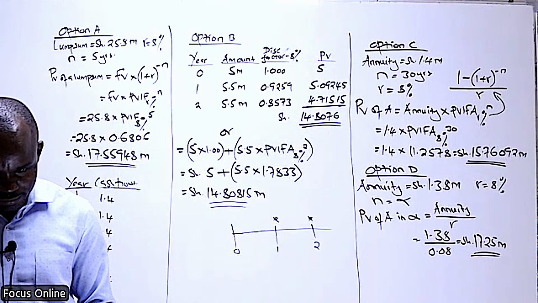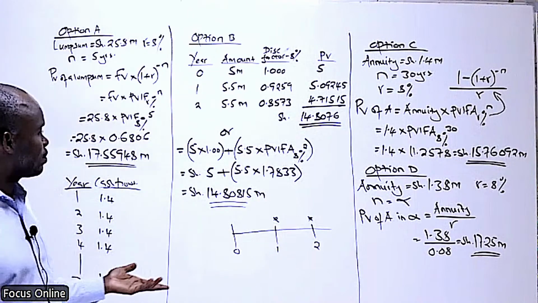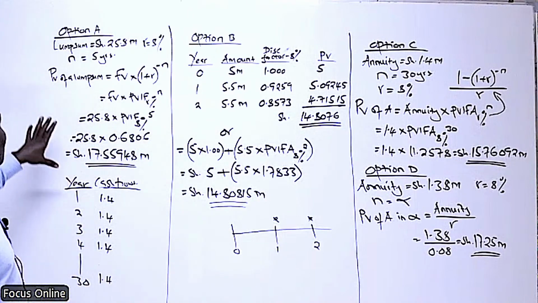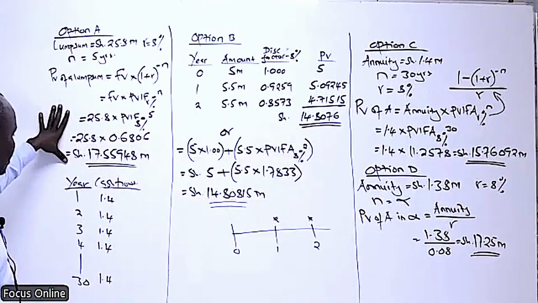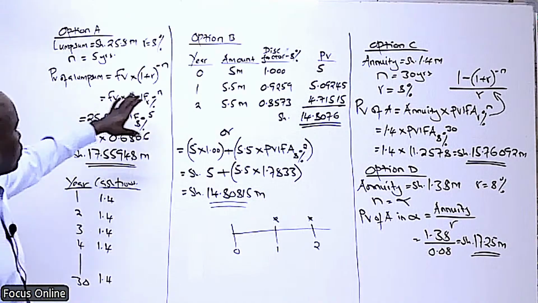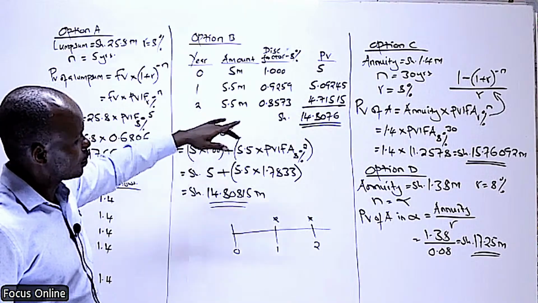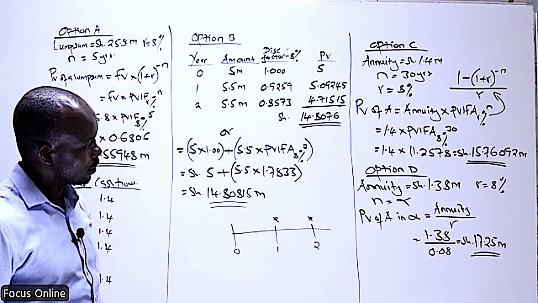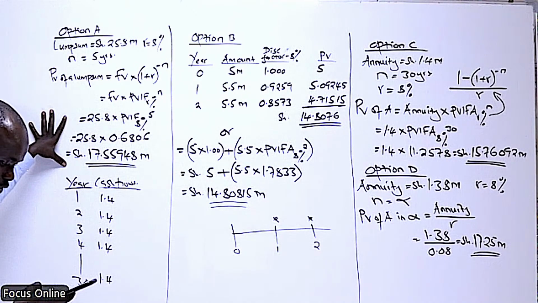So we want to advise. You have to say something. We said we go for the option that provides the highest amount. Option A is 17.5 million. Option B is 14.8 million. Option C is 15.76 million. And option D is 17.25 million. So we go with option A.